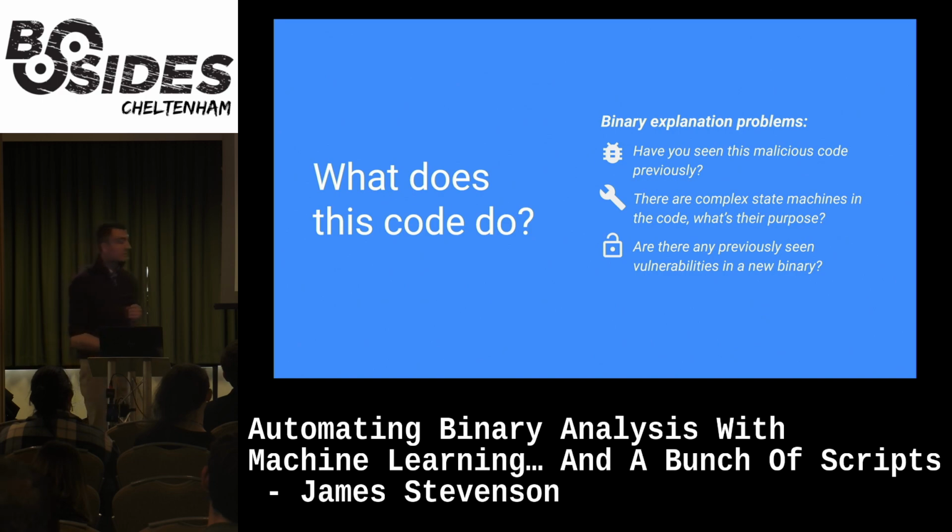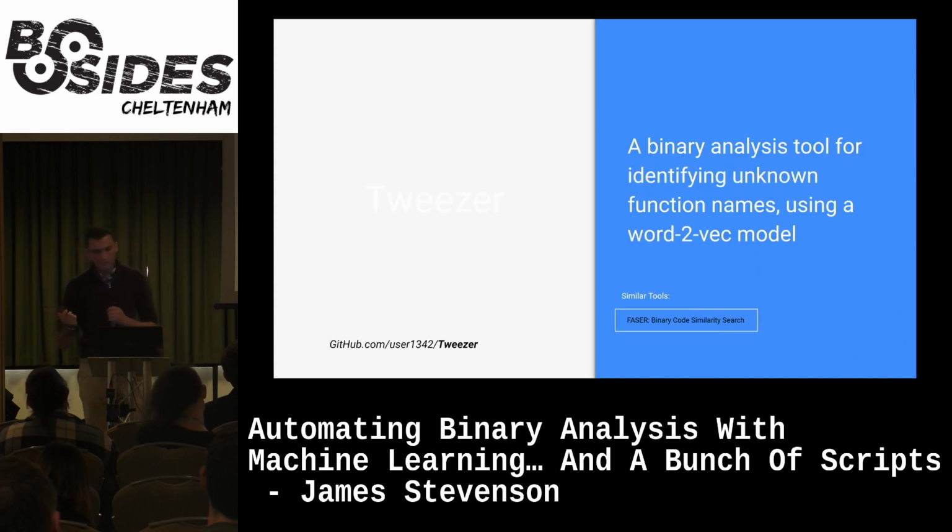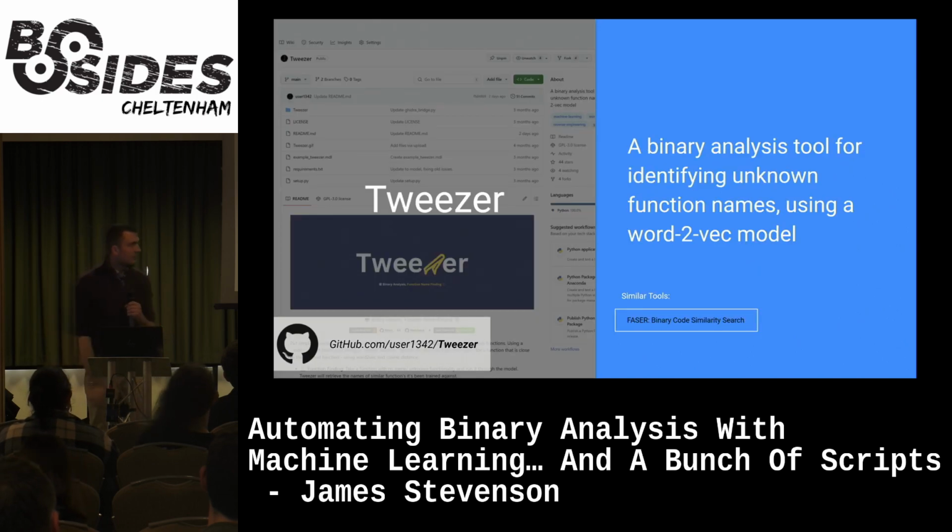As a vulnerability researcher, maybe I have a back catalog of functions that I know to be vulnerable, and I'm looking at some new code, and I want to say, are any of those vulnerabilities present in this new bit of code? So the quick tool that we're going to use to do that, the quick win that we could do right now, is a tool called Tweezer.